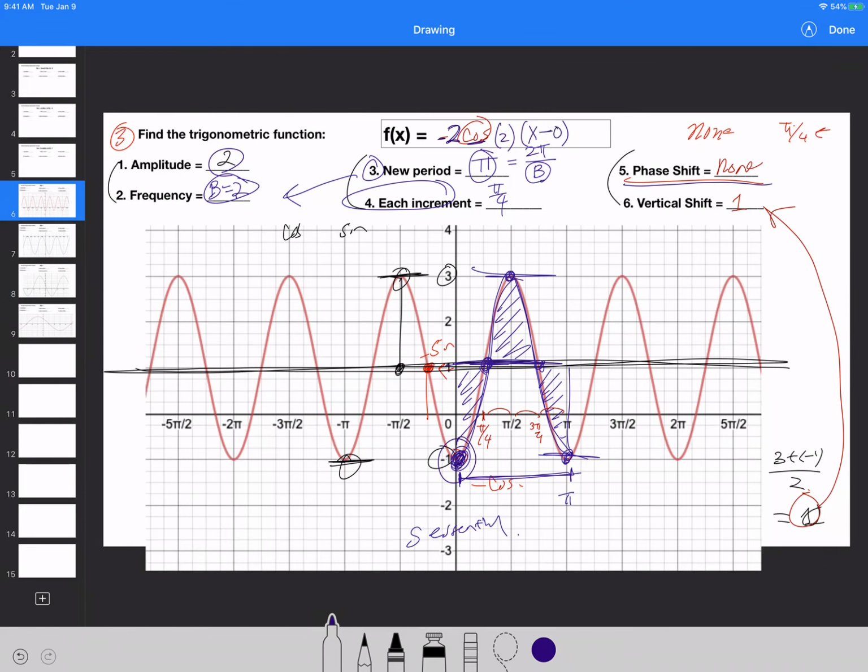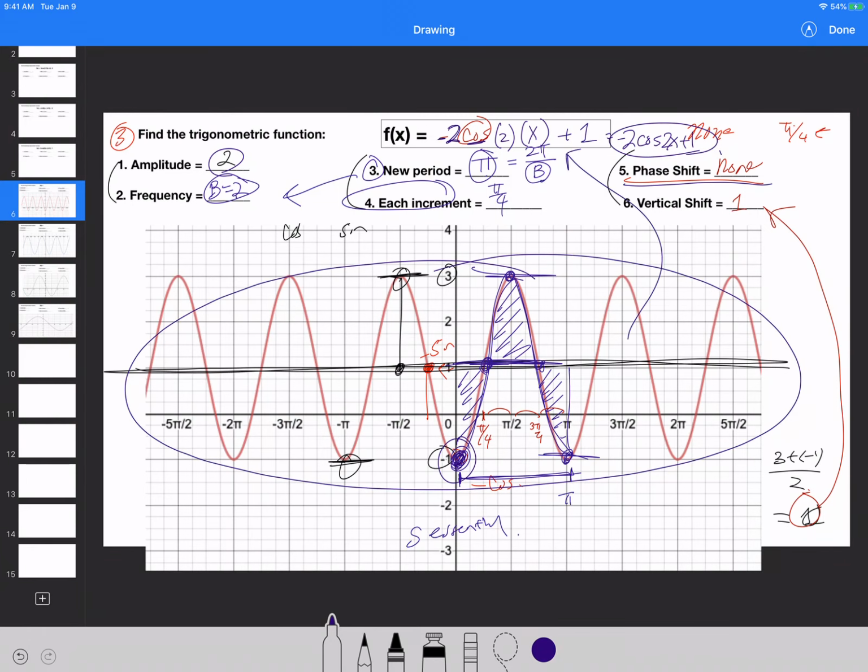So if you want to do minus 0, that's fine. But instead, I will just put x instead. And then my vertical shift is +1, so I'm just going to put +1. So my final answer would look like this: -2 cosine of 2x plus 1. So you're using the wave, understanding how this wave works, and then putting it into an equation format. Okay, let's take a look at this one.